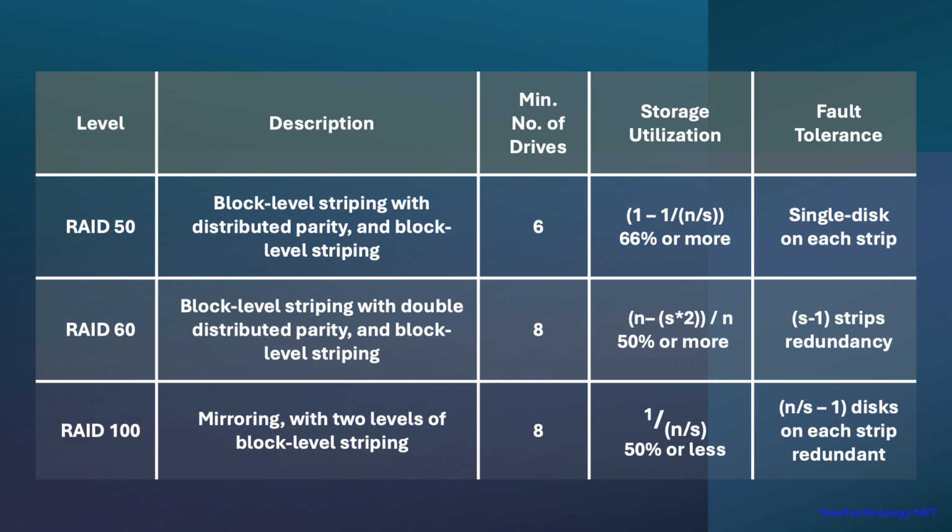Here you can find more nested RAID levels. RAID 50 with minimum 6 drives, and utilization of 66% or more. RAID 60 with minimum 8 drives, and utilization of 50% or more. RAID 100 with minimum of 8 disks, and only 50% or less can be utilized.